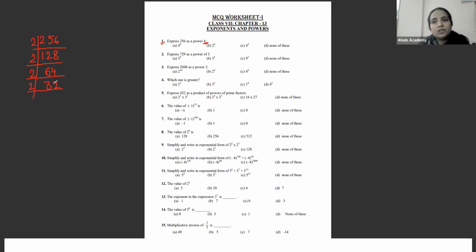3 cannot be divided by 2, so we'll take 1 less. 2 we'll divide by 2, 1. And the 1 that remains will come to this 2 and we make this 12. This 12 divided by 2 is 6. So 16 is the half of 32.